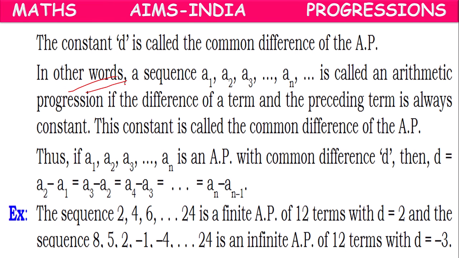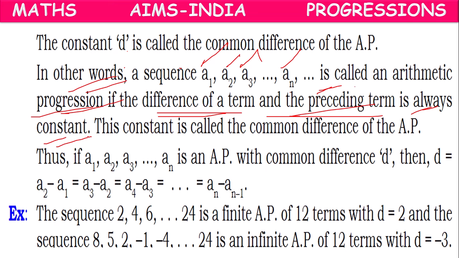In other words, a sequence A1, A2, A3, An is called arithmetic progression if the difference of a term and the preceding term is always constant. If you take any term in the sequence, the difference between that term and its preceding term, if it is constant, then that common difference is called D, and that sequence is called arithmetic progression.